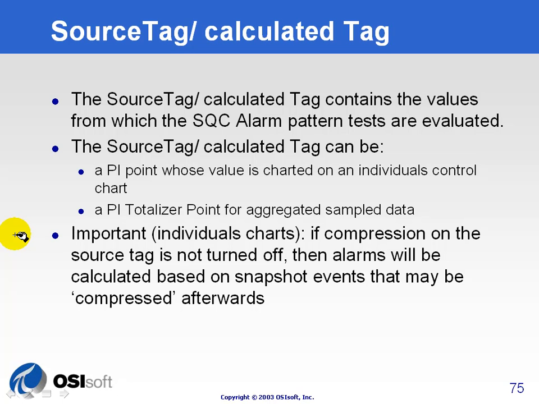An important point to make about this is you should of course have compression turned off for the source tag, because if it's not turned off, then in fact you may have alarms that are based on snapshot events that we end up not storing because of data compression. Now this is something that automatically happens when you use the wizard to create these tags, so that's not something you should have to worry about.